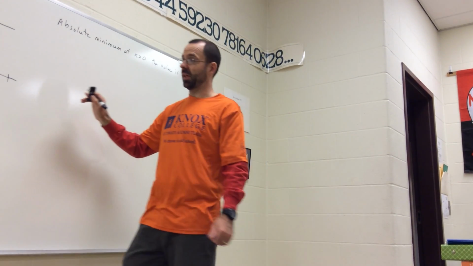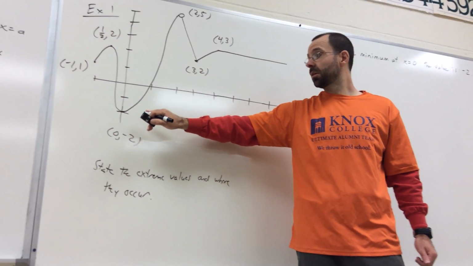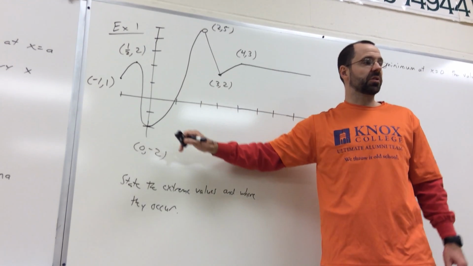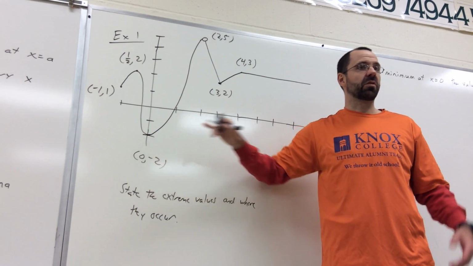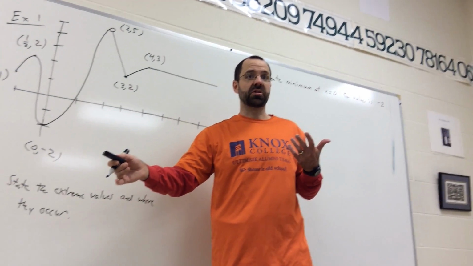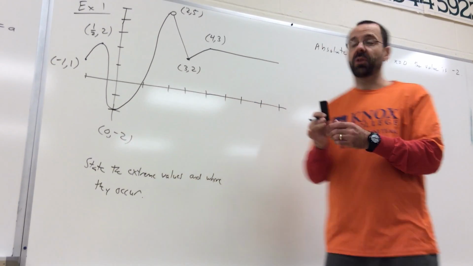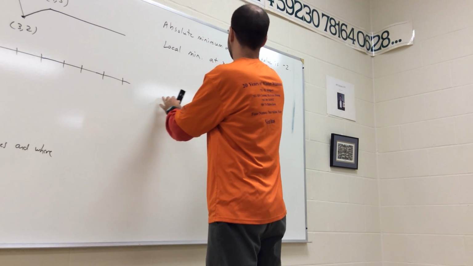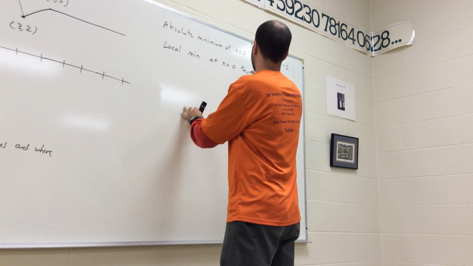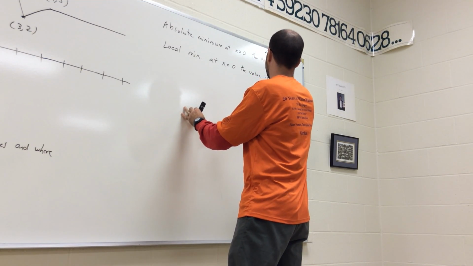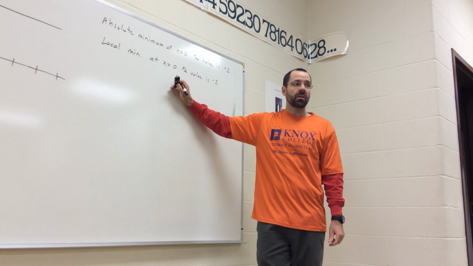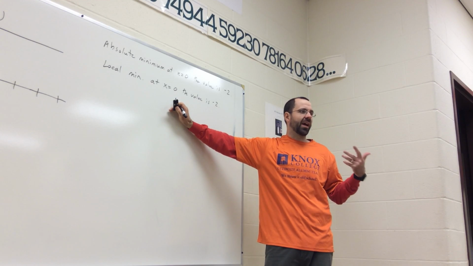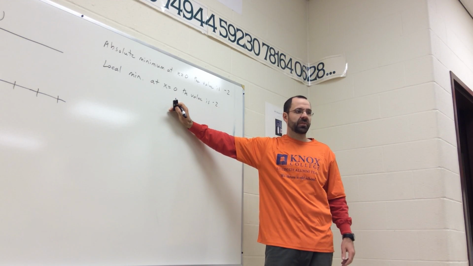Is there a local minimum there? Is that point lower than all the points near it? Yeah. So it's also a local minimum. If you're the overall champion, you're also the local champion, right? So local min at x equals 0, and the value is -2. That's important to point out that there could be both a local and an absolute at a location. That happens at 0.